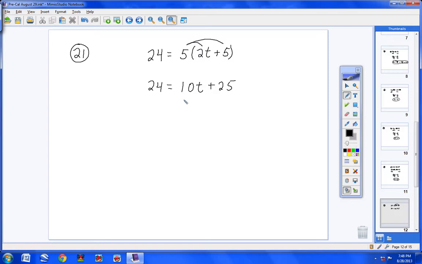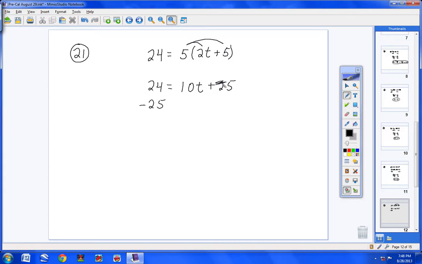Now, can you simplify this side further, or are they unlike terms? Well, they're unlike terms. So, we're going to go ahead and get t all by itself. Now, you could bring the t over if you wanted to. You could bring the negative 10 over if you wanted to. But if you did that, you would then have to bring the 24 over here. And that's a lot of work. I'm just going to bring this 25 over like that. And when I bring it over, it becomes a negative 25.